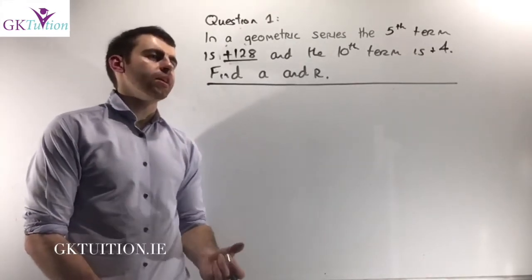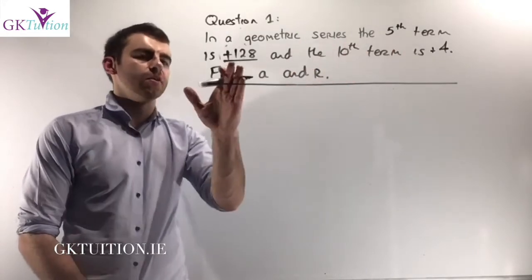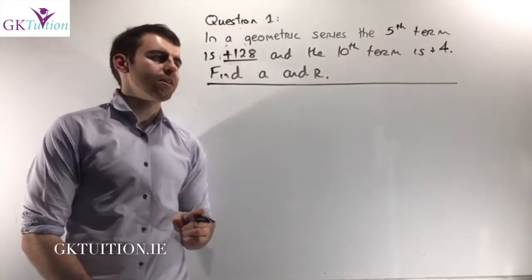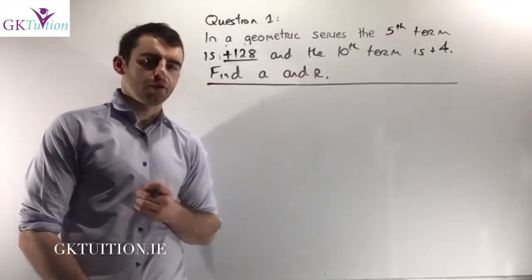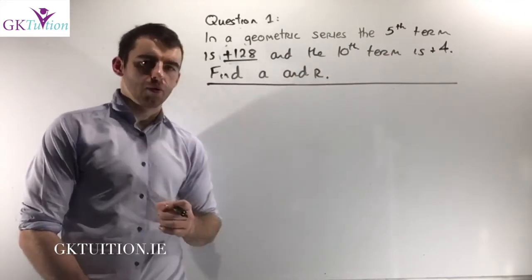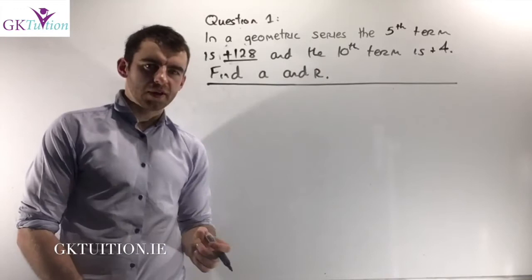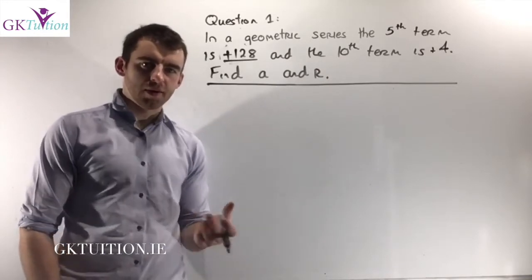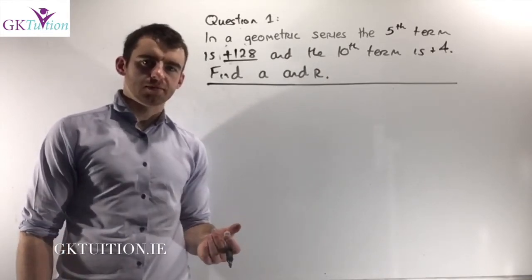Supposing I told you that in a geometric series, the 5th term was plus 128 and the 10th term was plus 4. With that in mind, I want you to find the value of a and the value of r. So I want you to pause the video, work through this question, and then watch my solutions on it.